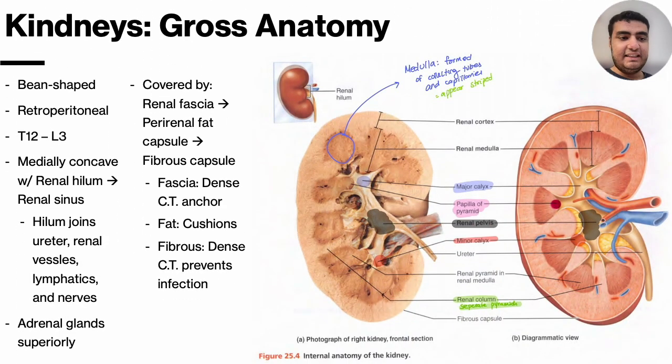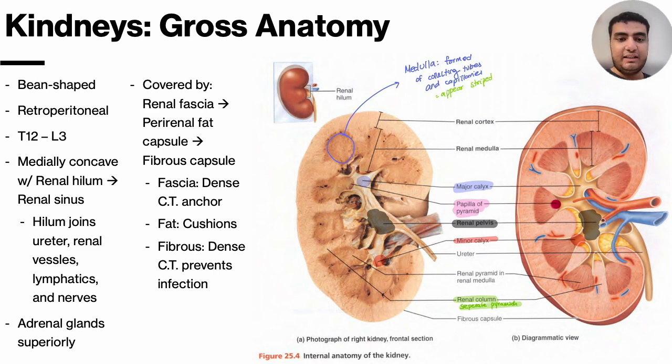Going more into the gross anatomy of the kidney, we all know they are bean-shaped organs. We should know also that they are retroperitoneal structures, which basically means they are behind the peritoneum, which is like a plastic bag sac-like structure that encloses abdominal organs with several compartments. They are behind that peritoneum. They span from the vertebral levels of T12 to L3, and they are medially concave. They also include the hilum. Each kidney has a hilum, and this hilum has the ureter, the renal vessels, lymphatics, and nerves.